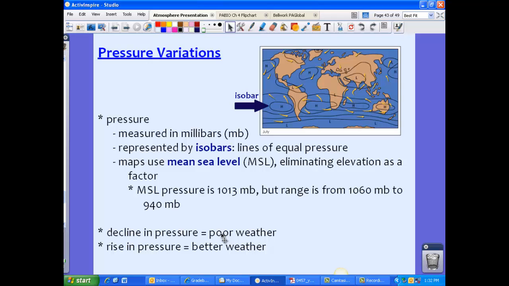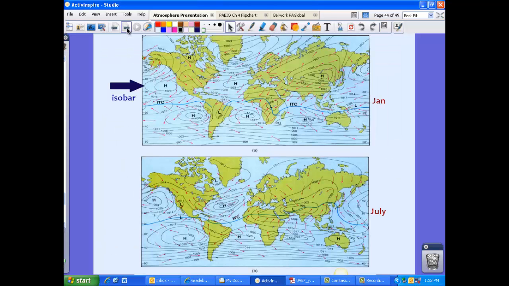When there's a decline in pressure, we typically think about a hurricane. If we have a really low pressure, bad weather's coming. Maybe a hurricane's coming. If we have a rise in pressure, that's usually good weather. Nice clear skies, nice temperatures. It's just a very nice day.